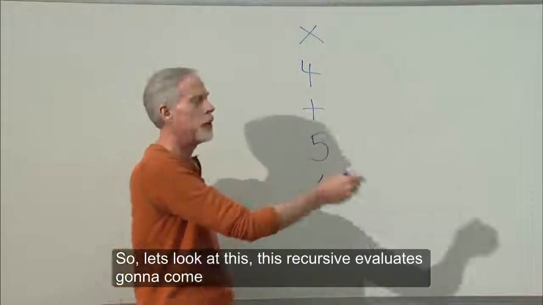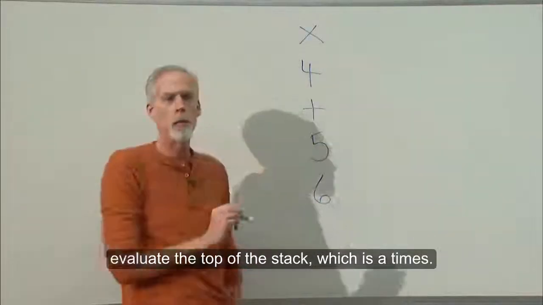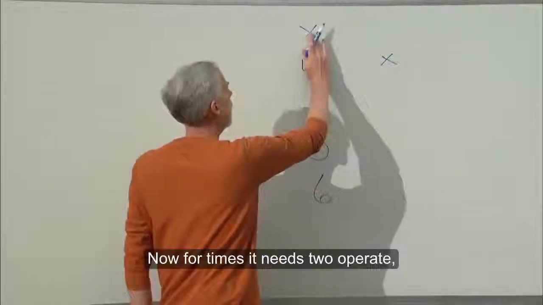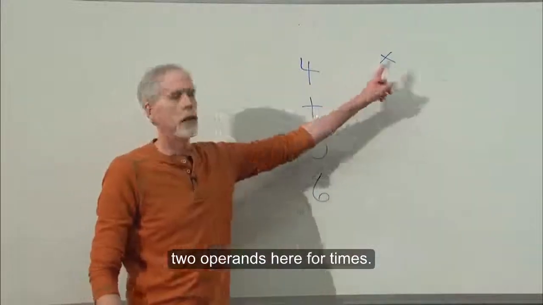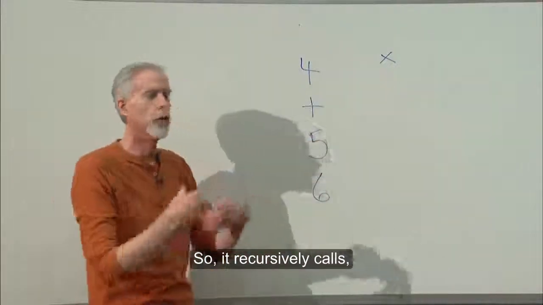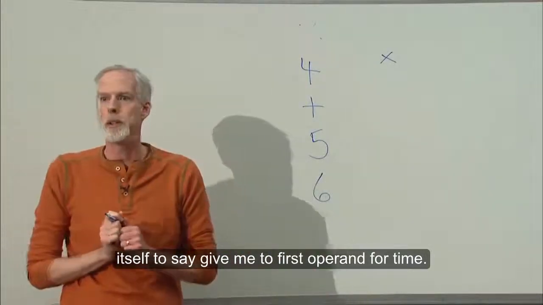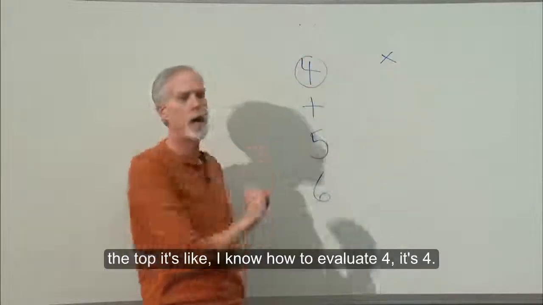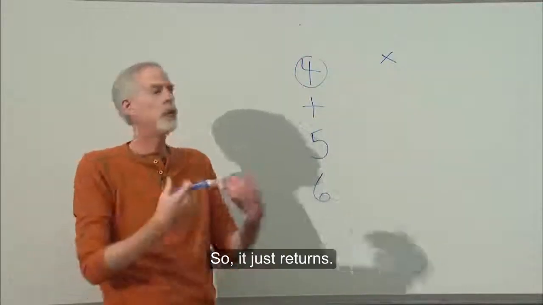So let's look at this. This recursive evaluate is going to come in here. It's going to try and evaluate the top of this stack, which is a times. Okay, so it's like, okay, I'm doing times. Now, for times, it needs 2 operands. So it recursively calls itself to say, give me the first operand for times. And so recursively comes in here. It finds a 4 on the top. It's like, I know how to evaluate 4. It's 4. So it just returns.